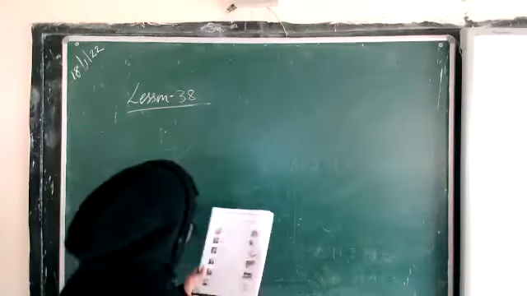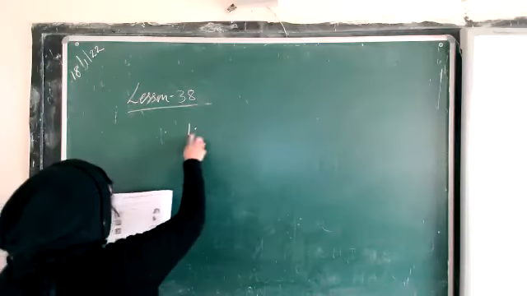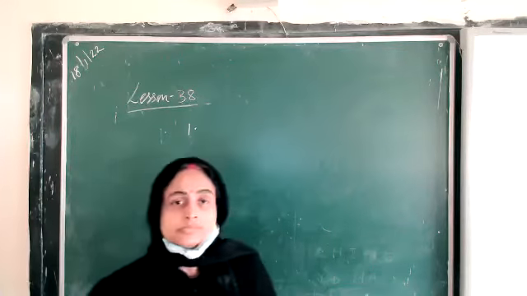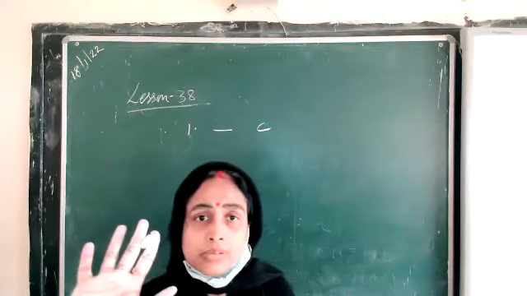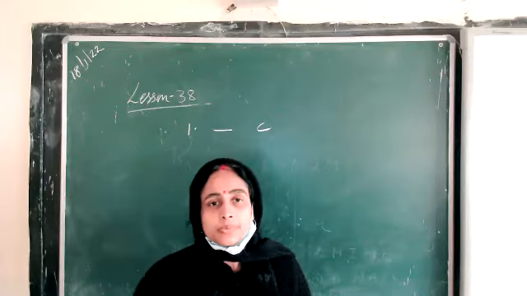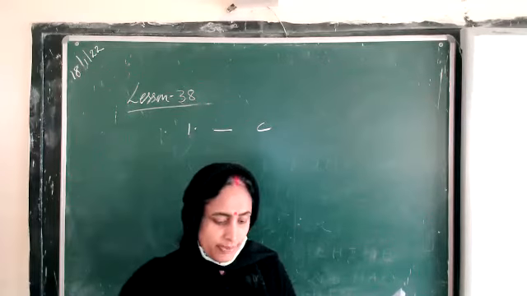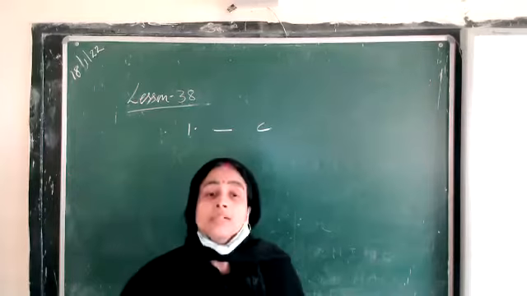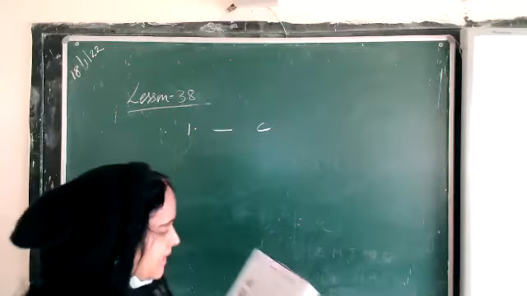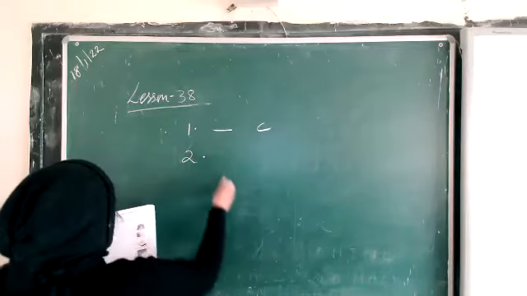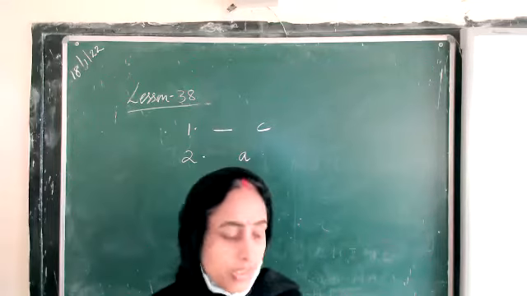I will not write your names, I will just write like this. First one is C. Correct. Understand? Now second, I will only tell you and you have to match it. Willis Carrier. What has he invented? Air conditioner. Note it down. That is the second one, A. Correct.